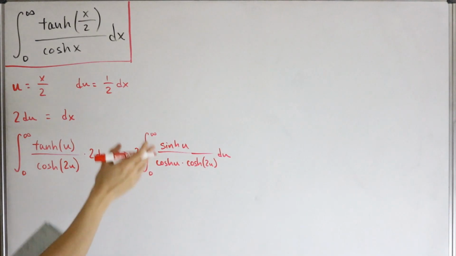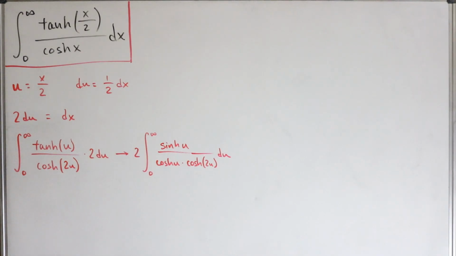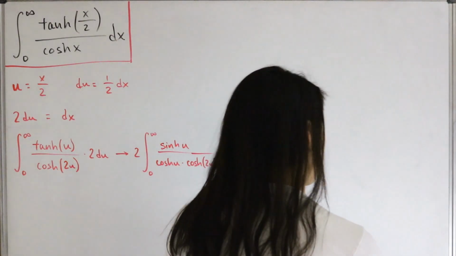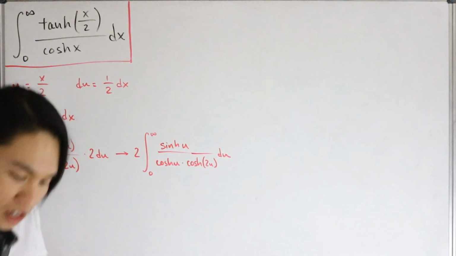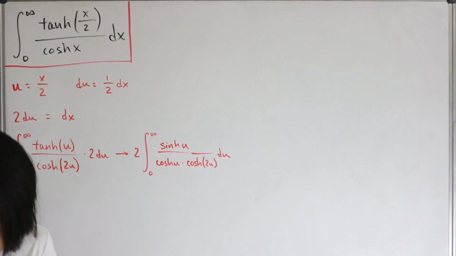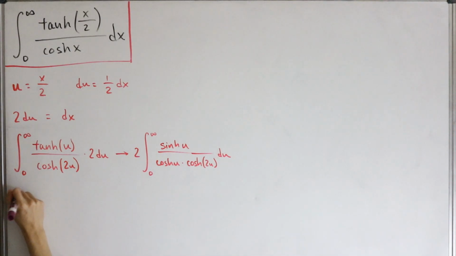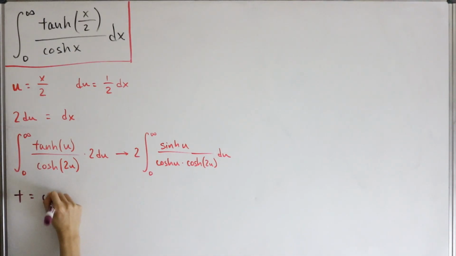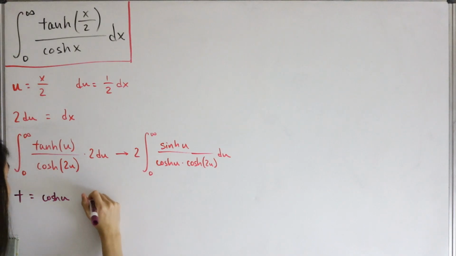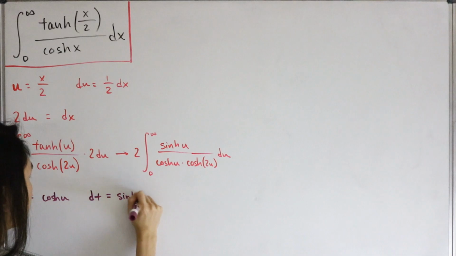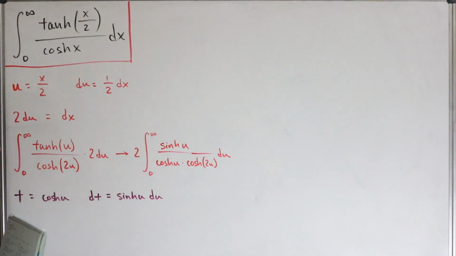Now let's do yet another u-sub. Why don't I change to a different variable? Let's call this t. In this case, we're going to let t be the hyperbolic cosine of u. If I differentiate both sides, that means dt is equal to the hyperbolic sine of u du. Just don't get that confused.